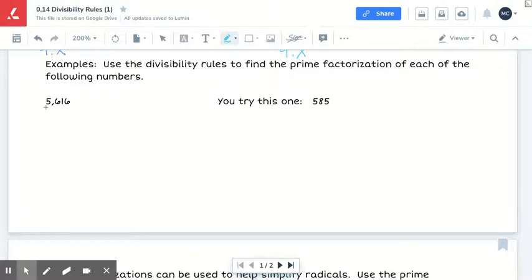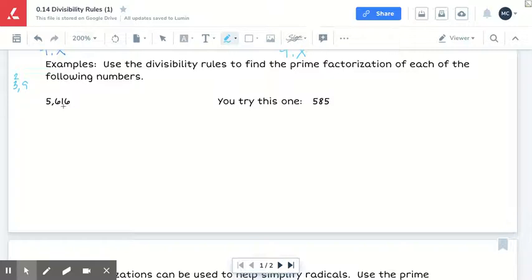So my first number I would test would be 2 still. The last number is a 6, so I know it's divisible by 2. I'm just going to make a little list over here to the side. 3, I would have to add the digits. So 6 and 6 is 12, and another 6 is 18. So it is divisible by 3. And when I was checking that, I could also tell it's divisible by 9 because 18 is divisible by 9 as well.